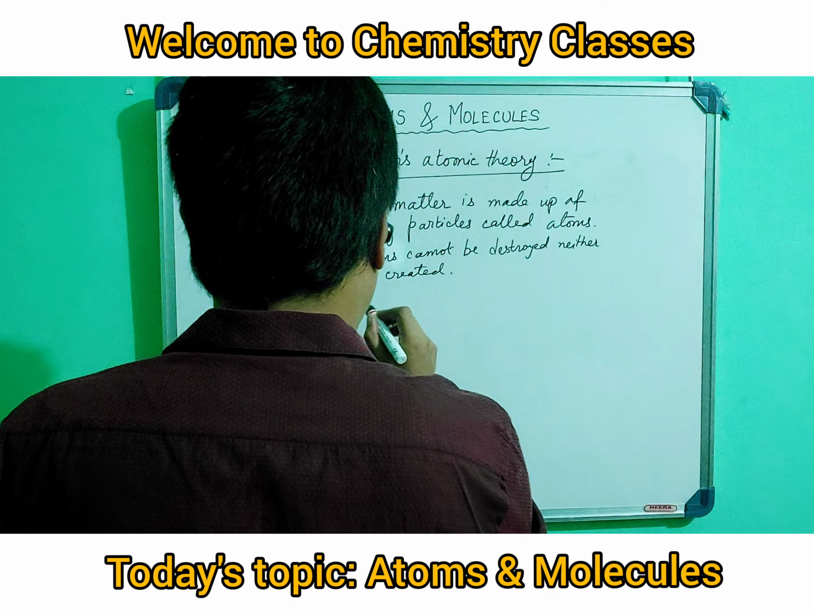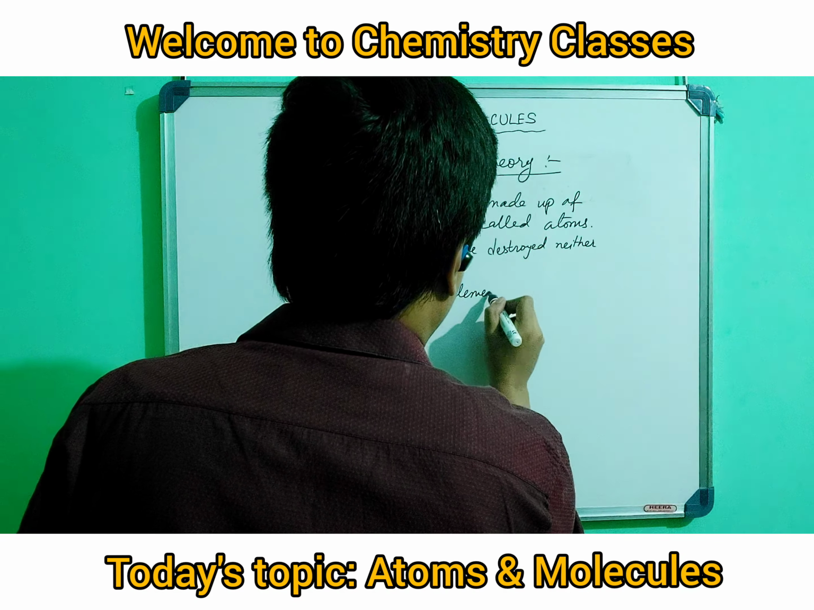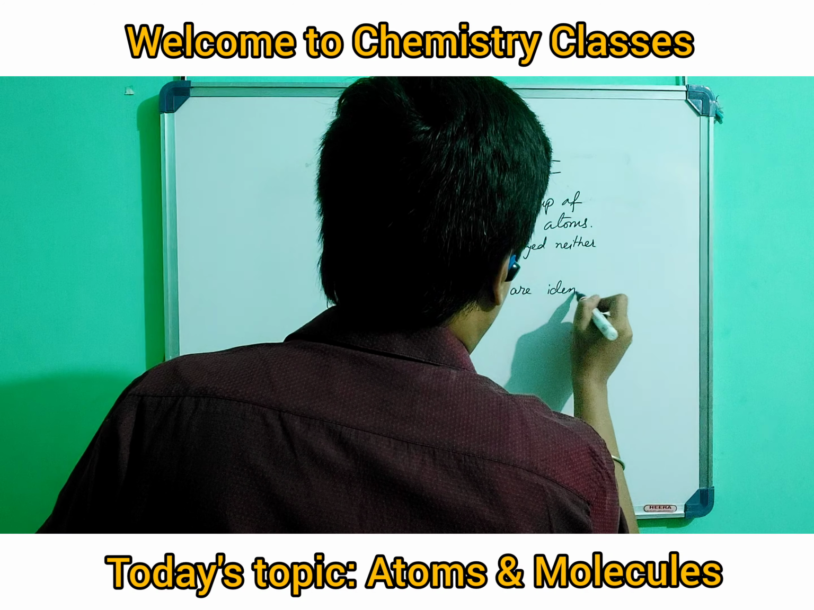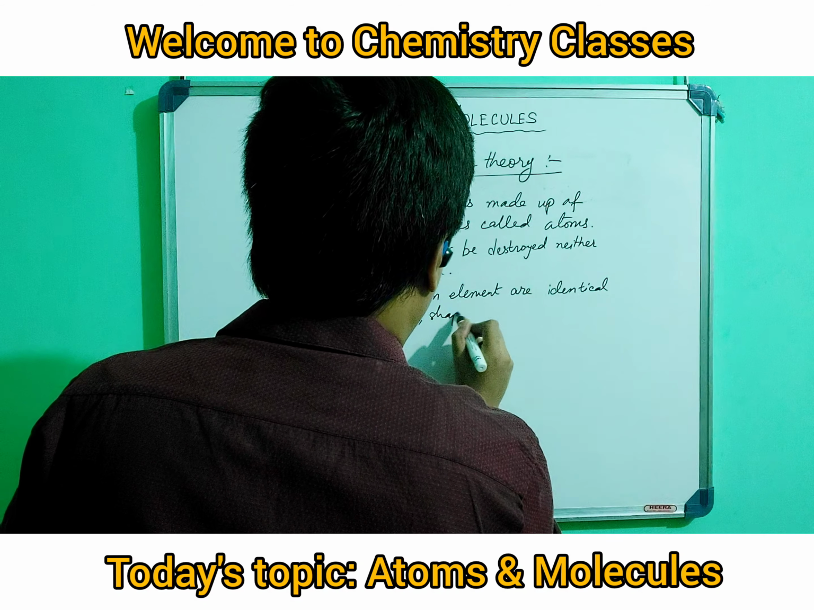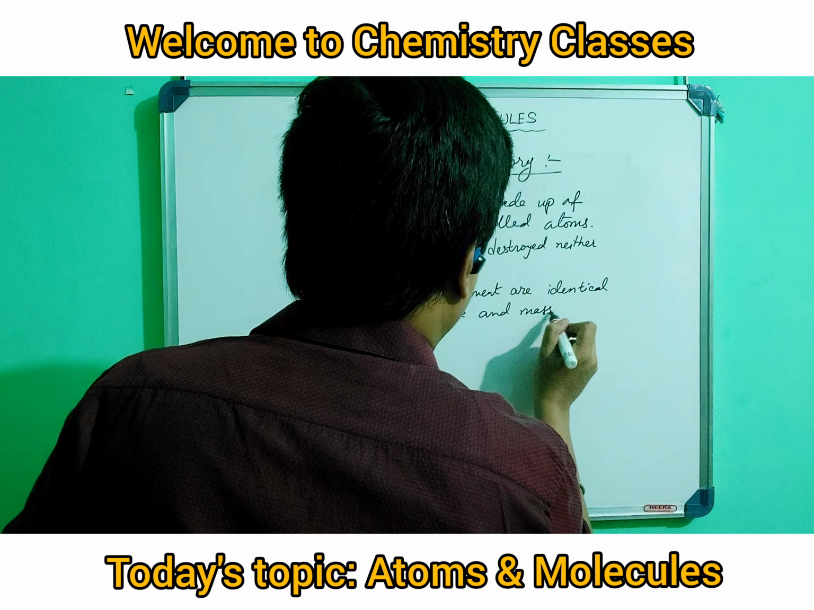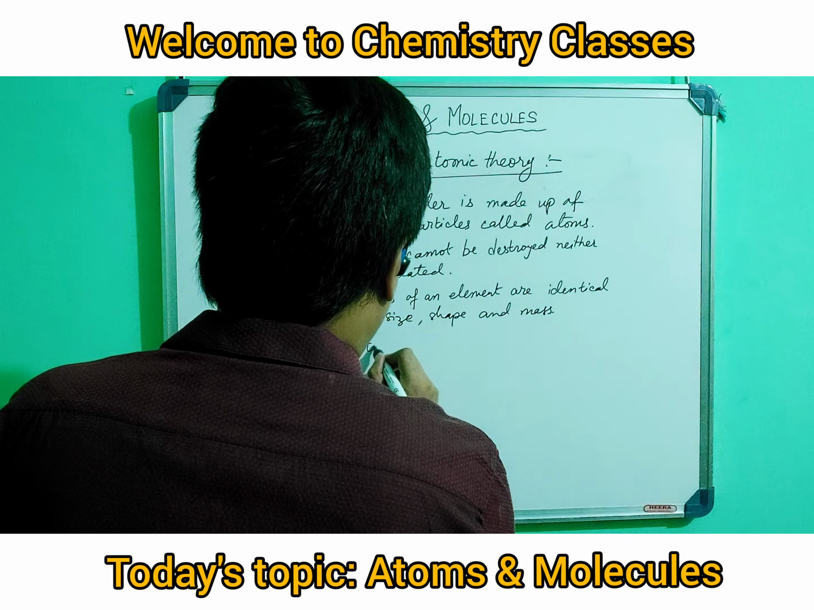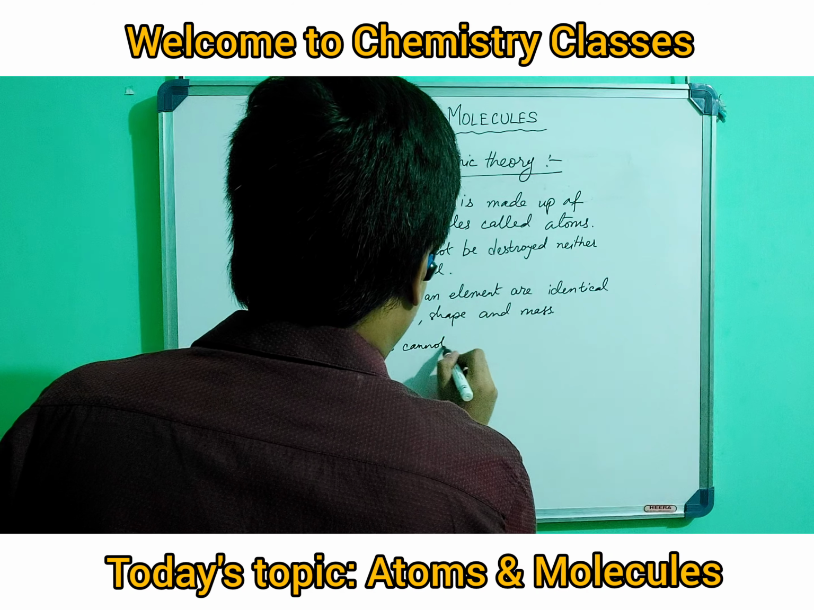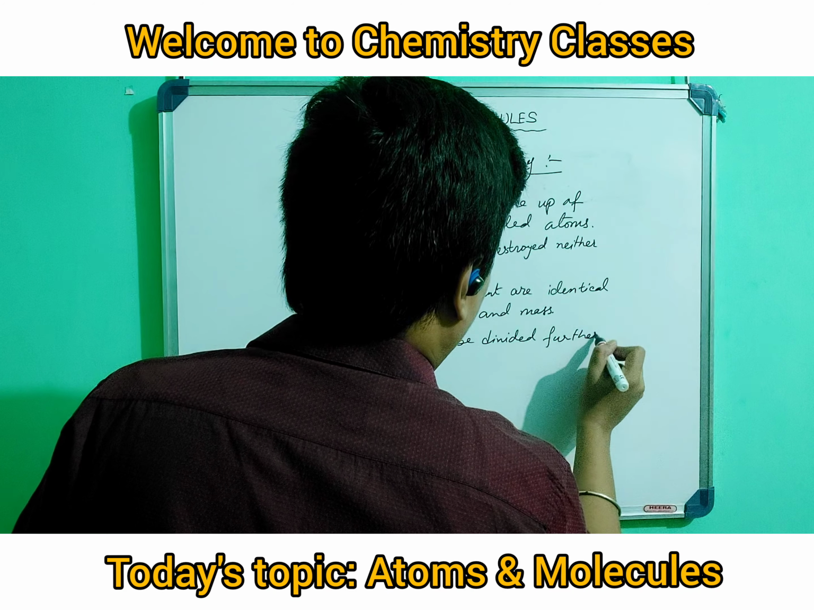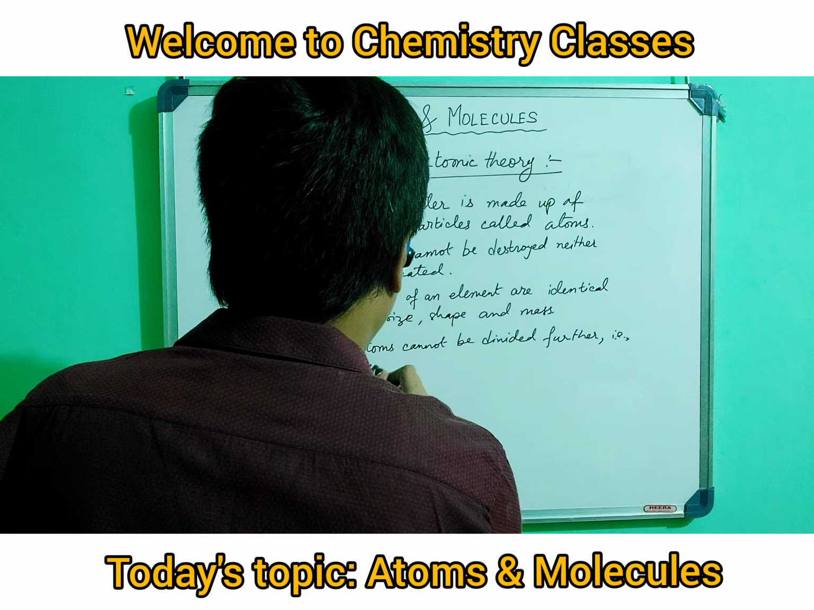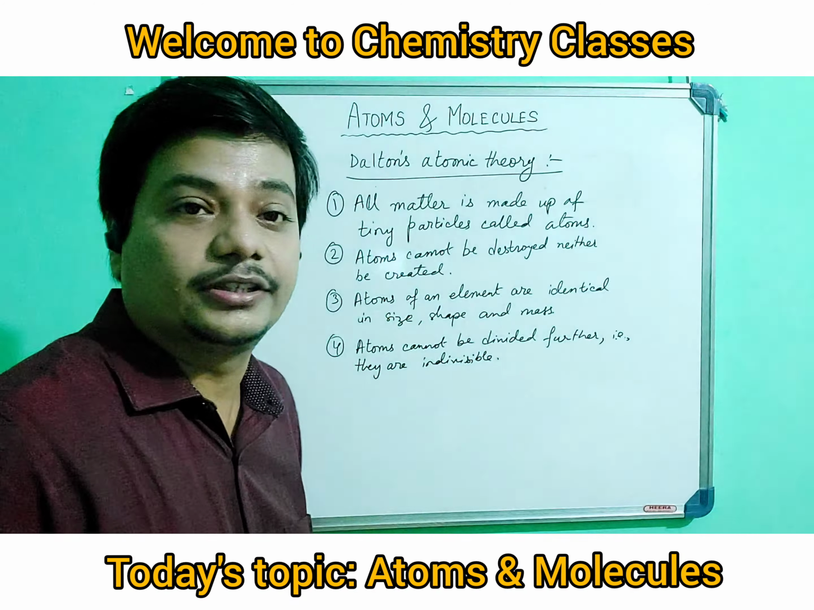Point number 3, atoms of an element are identical in size, shape, and mass. Point number 4, atoms cannot be divided further. That is, they are indivisible. That is point number 4.